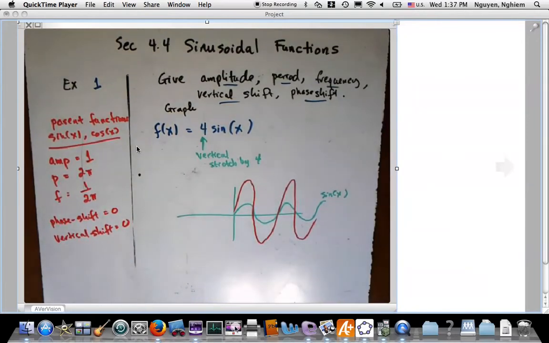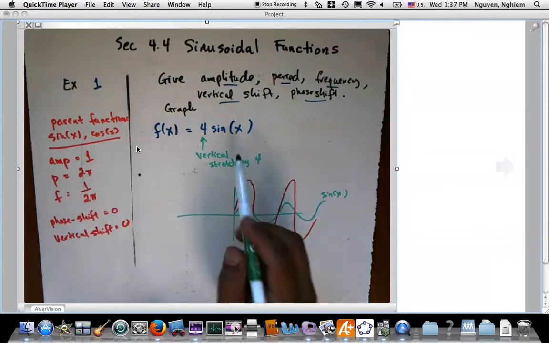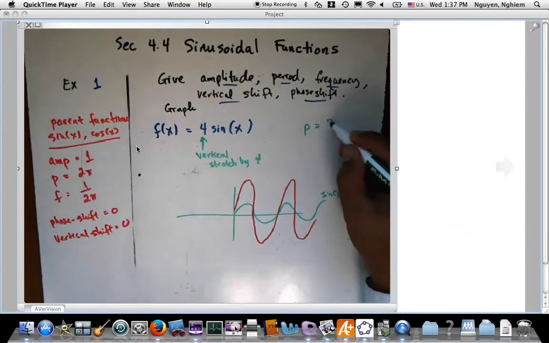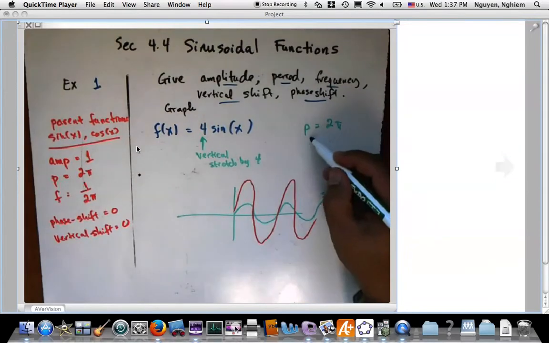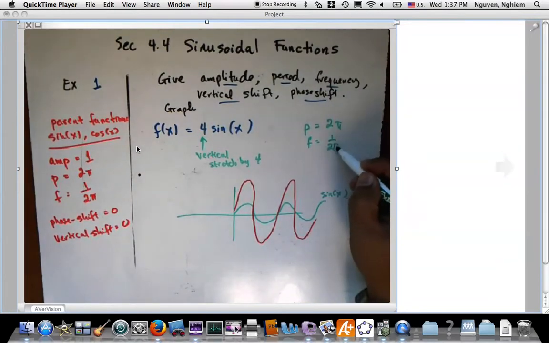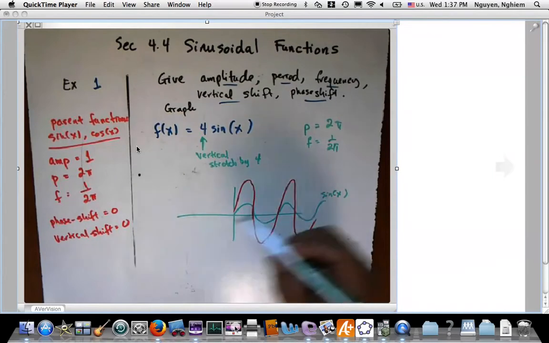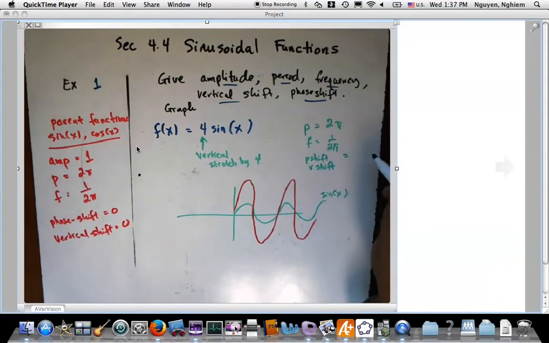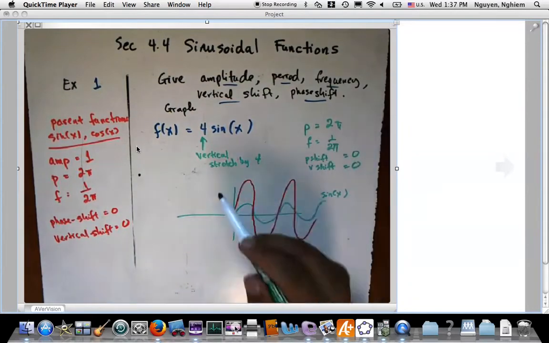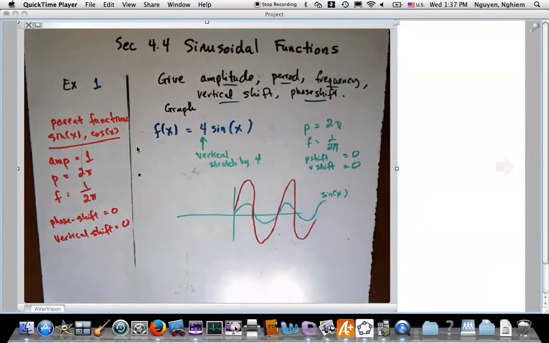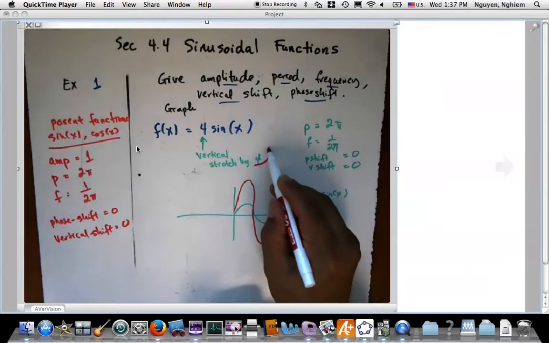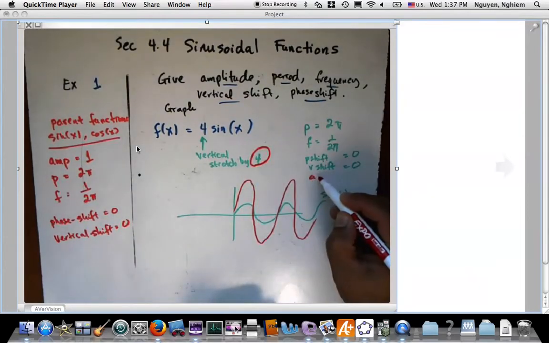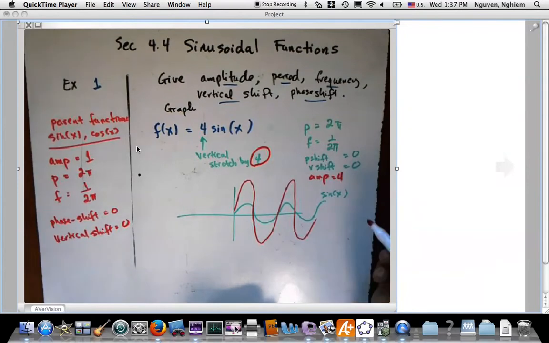Okay? Because the period doesn't change, so I'm going to actually write these answers down. The period is still 2 pi. That means the frequency doesn't change. It's still 1 over 2 pi. And the phase shift, vertical shift, I'm going to abbreviate this P shift and V shift. This is still 0. And the only thing that's changing here should be the amplitude. And since it's being stretched out by a factor of 4, the new amplitude should be 4.